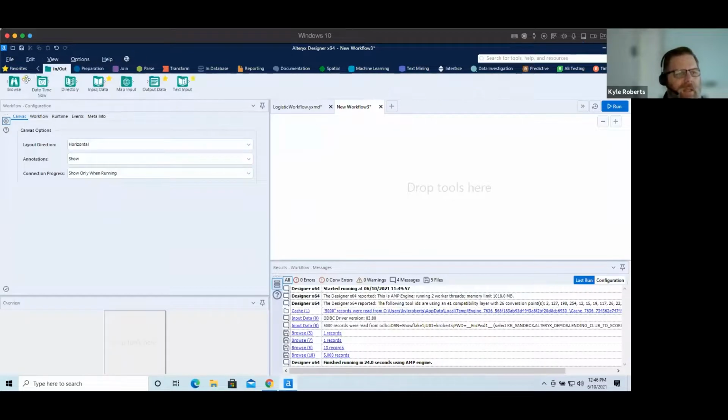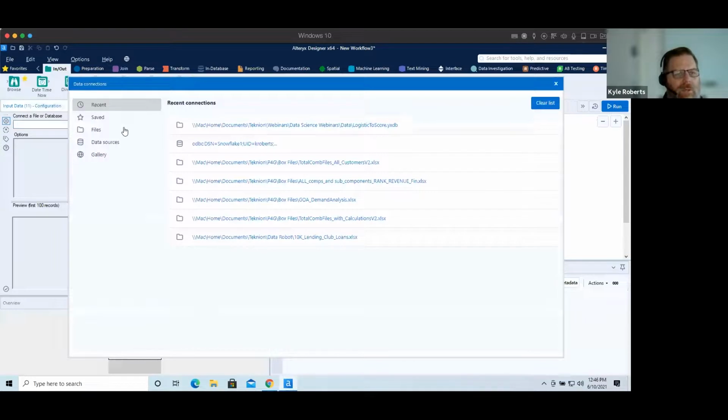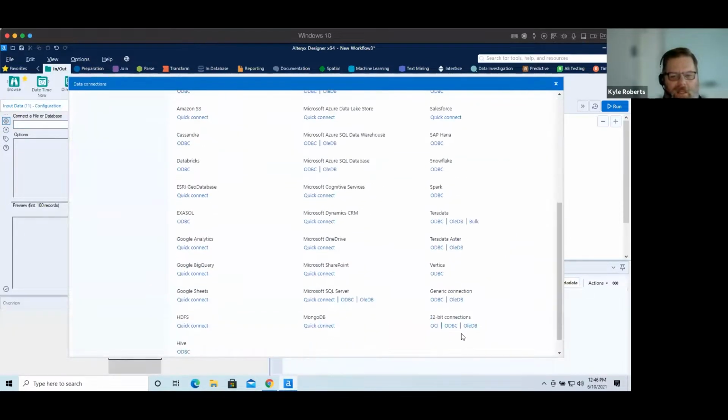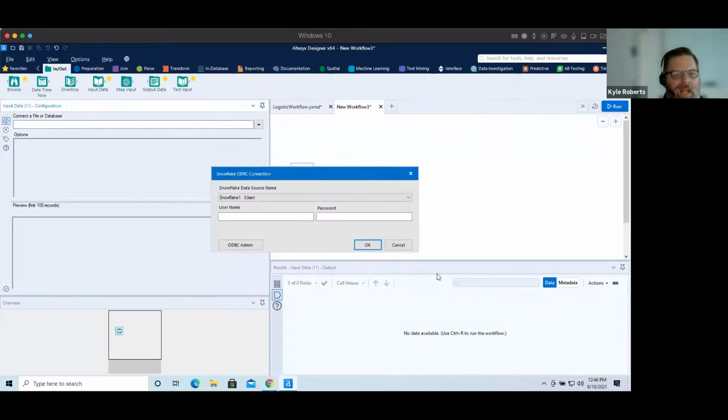I'm going to drag in a new input. I'm just going to use the input data tool. We could do In-Database, and if we have time, I'll show you how to do that also. But I'm going to grab an input data tool. Now, instead of connecting to a file, I'm going to go to data sources, and then connect down here. You'll see Snowflake. There it is, my ODBC connector. Alteryx has a lot of stuff in here.